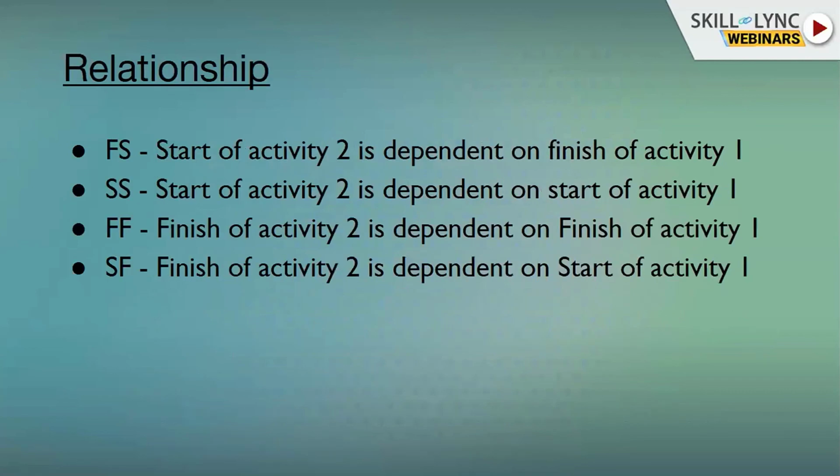Then there are relationships between the activities, that is FS. Start of activity 2 is dependent upon finish of activity 1. SS, start of activity 2 is dependent on start of activity 1. FF, finish of activity 2 is dependent on finish of activity 1. SF, finish of activity 2 is dependent on start of activity 1.